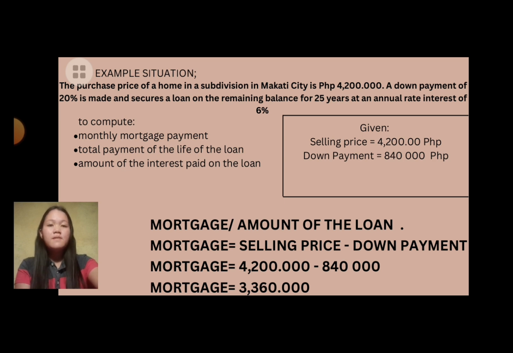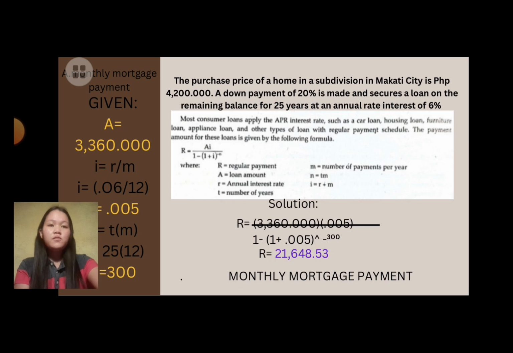So to find the monthly mortgage payment, we are to use the formula presented in the slide. R is the regular payment or the monthly payment, A is the loan amount, r is the annual interest rate, T is the number of years, which is 25 years, and M is the number of payments per year. We are to pay monthly, so M is 12 because there are 12 months per year. And then we are to substitute the given to the following equation.